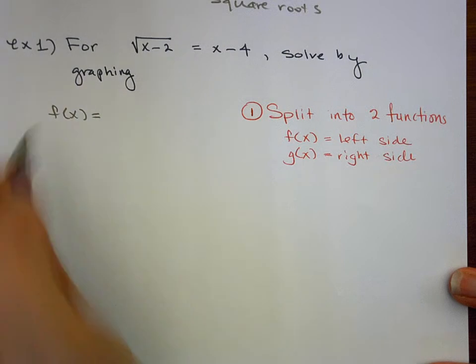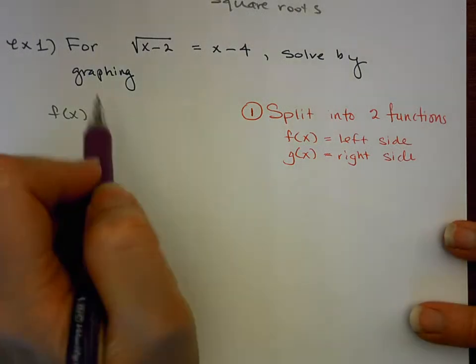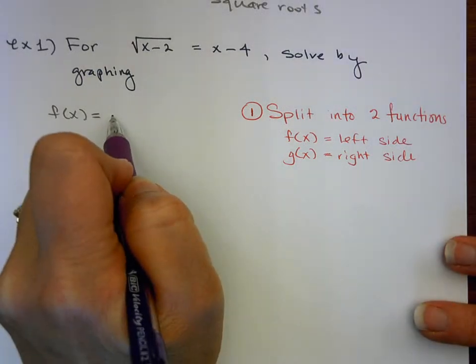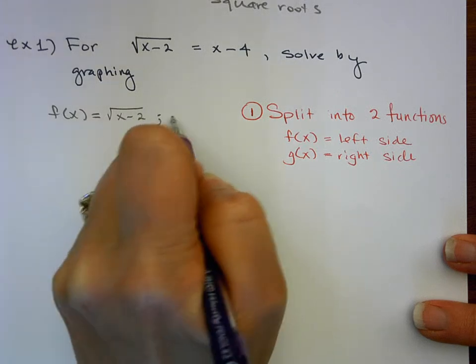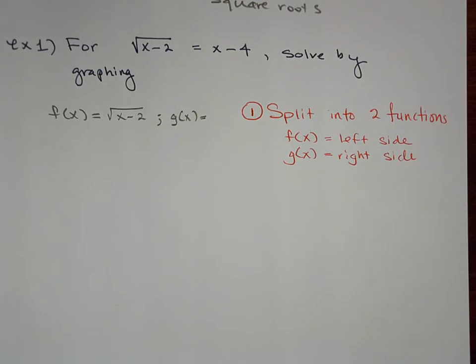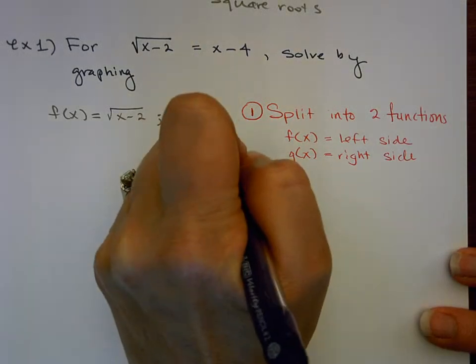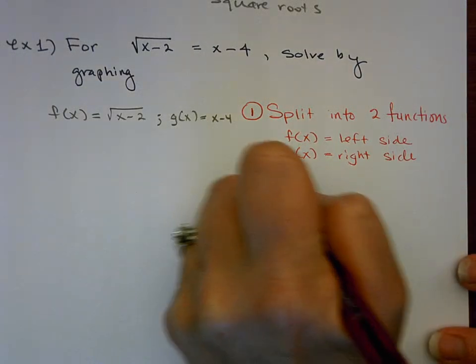So f of x equals the left side. So then Madison, what is f of x going to equal? Okay, good. And then next to that, I'm going to do my g of x. And then Travis, what's my g of x going to be? Okay, good. And so now we have to graph both functions.